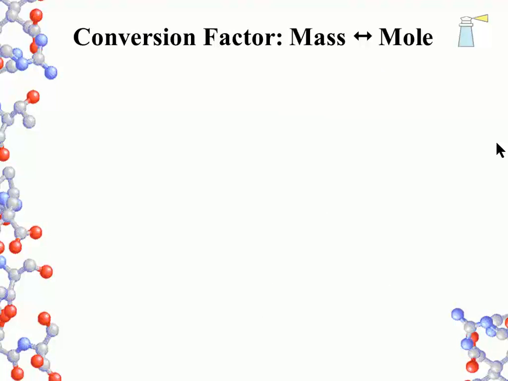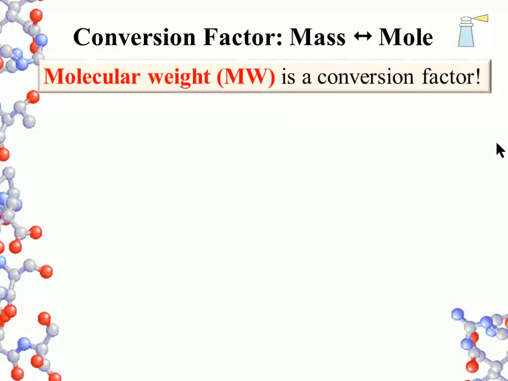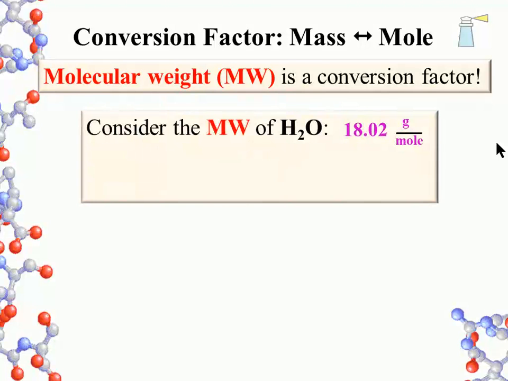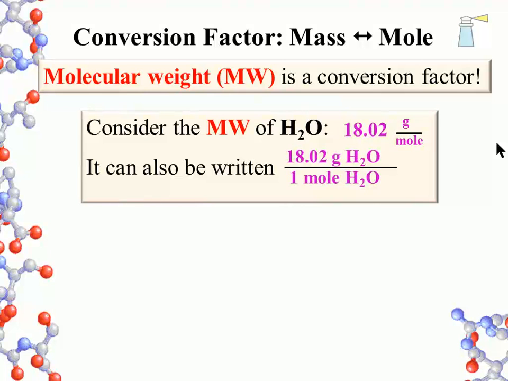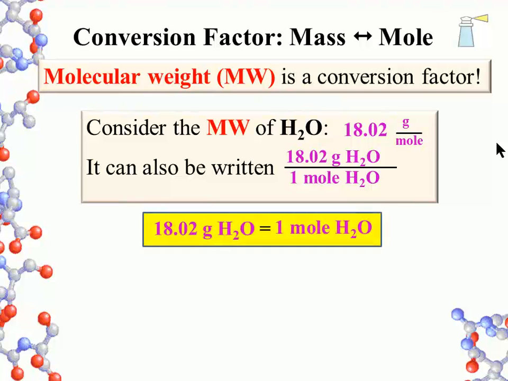The first type of conversion covered in this lecture is the conversion between the mass and the moles. In that, molecular weight is a conversion factor. That also goes for molar mass and formula weight. Consider the molecular weight of H2O, 18.02 grams per mole. More explicitly, it can be written as 18.02 grams of H2O per 1 mole of H2O. That is to say, 18.02 grams of H2O is 1 mole of H2O.